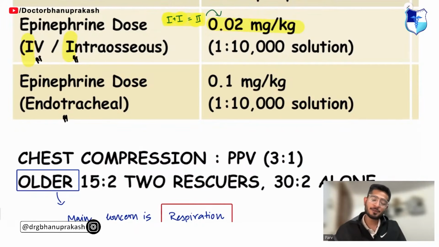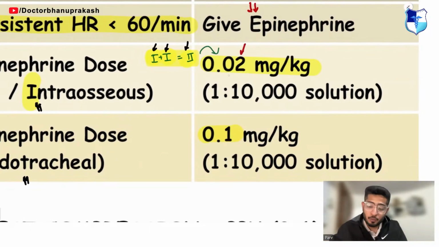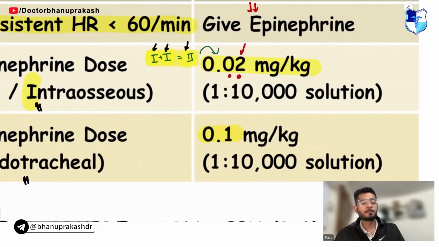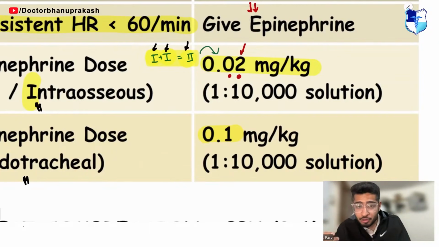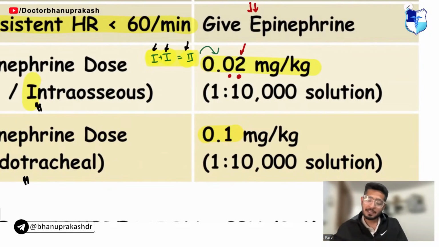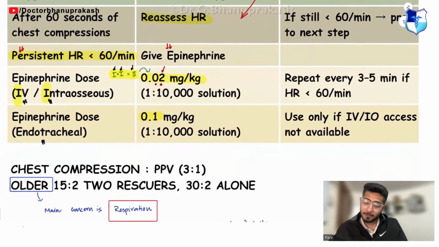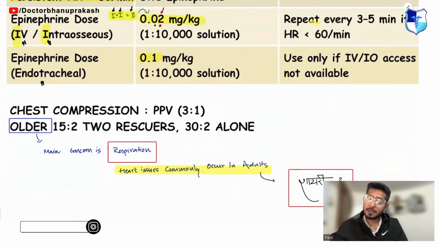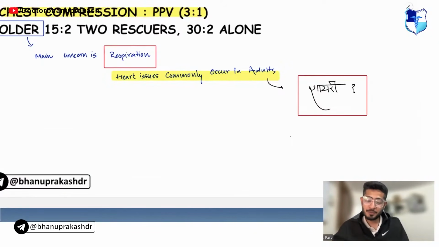And what about the epinephrine dose endotracheally? That is 0.1 mg per kg. Remember this, 1 + 1 is 2, so that's going to be 0.02, and after how many decimals? 2. This is also important. In IV and IO, keep 2 digits after the decimal, 0.02, whereas endotracheally it is 0.1 mg per kg only. And we have to repeat the epinephrine every 3 to 5 minutes if heart rate is less than 60. Now coming to chest compression to PPV.